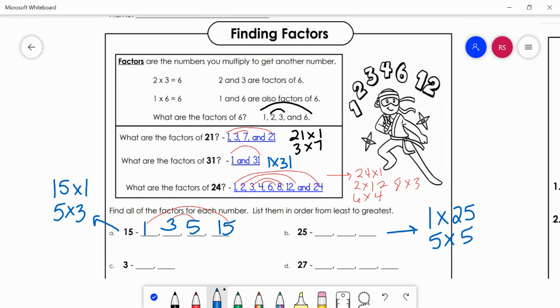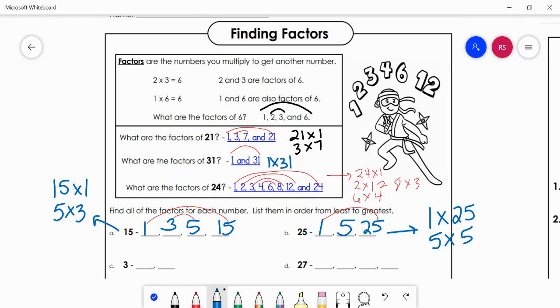When I list them, I would say, okay, I know that 1 times 25 gives me 25. And then I'm only going to list the 5 once because 5 times 5 is 25. You're not going to list 5 twice. If you're writing the factor pair down, you would write 5 times 5. But when you're listing them, if you get a double, you only need to write that number once.